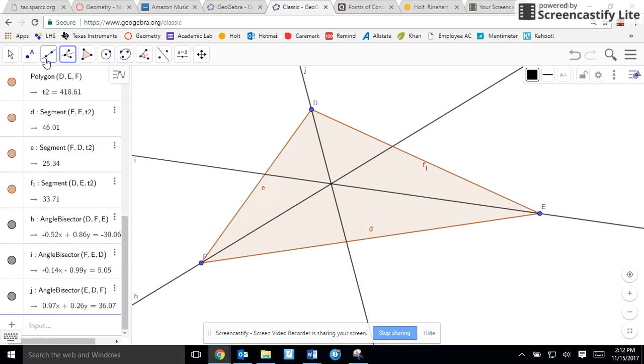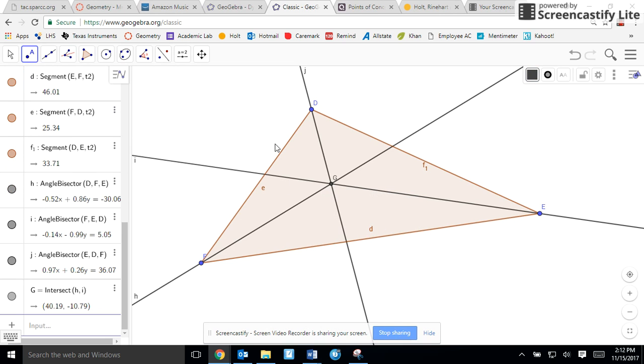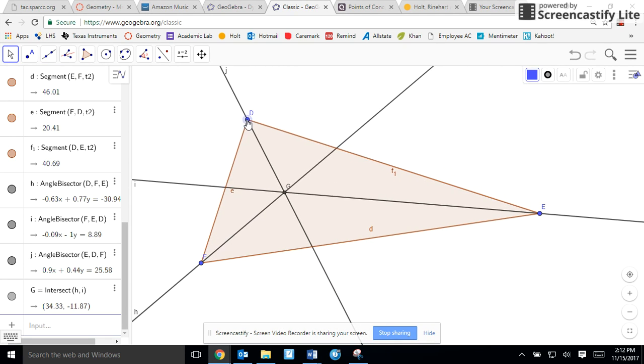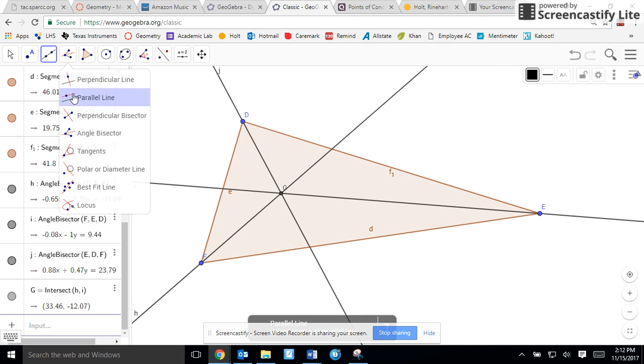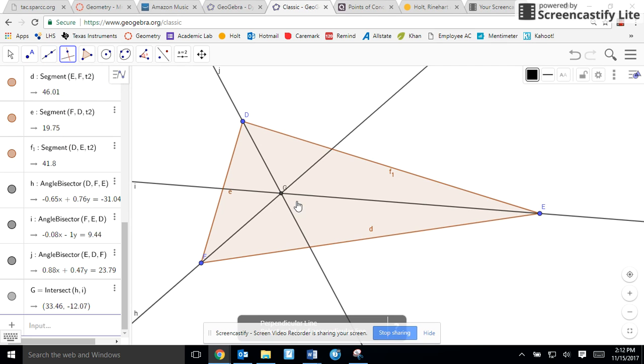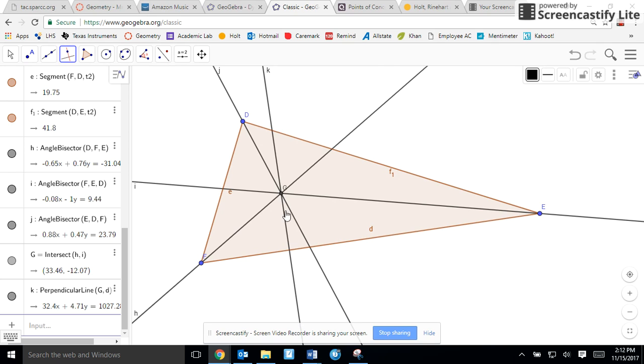Now that we have the three angle bisectors, the point where they meet is called the incenter, which is always inside that triangle. And remember, this one is the one where it's equidistant to the sides. So to show that, I'm going to draw the perpendicular line from the point to a side. Remember, that's the shortest distance. It's that perpendicular segment. Put a point there.